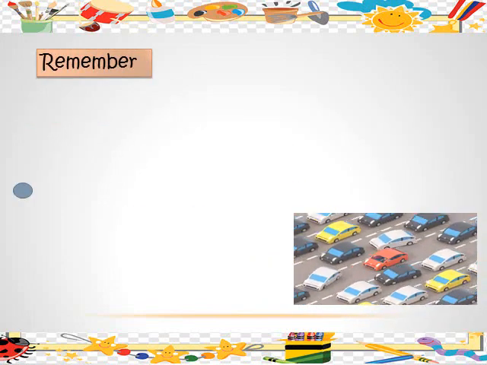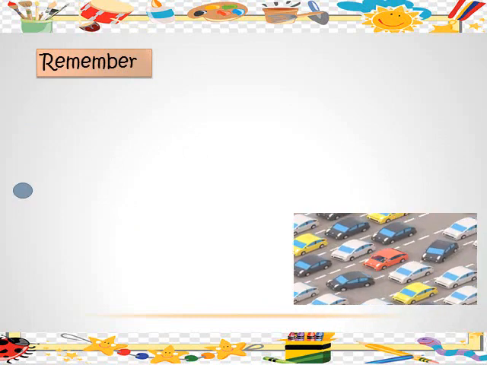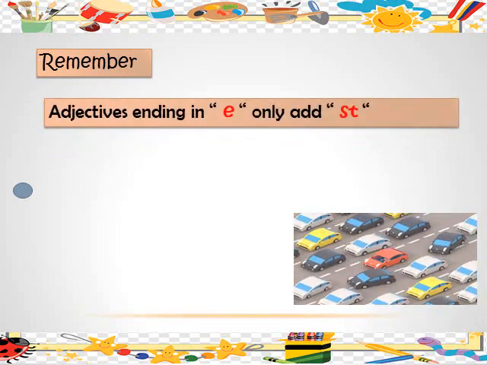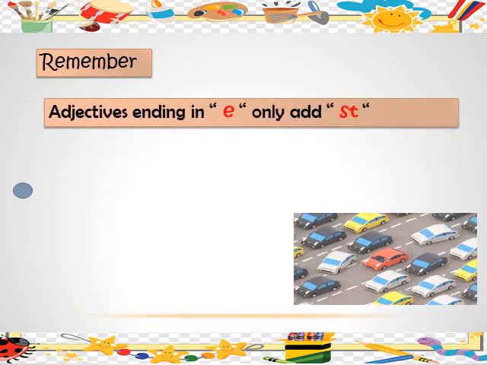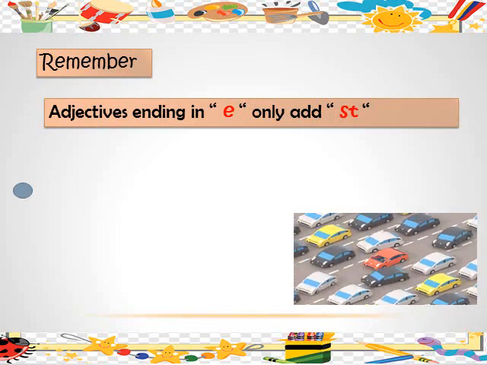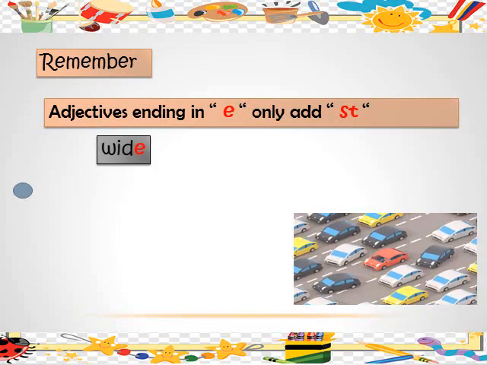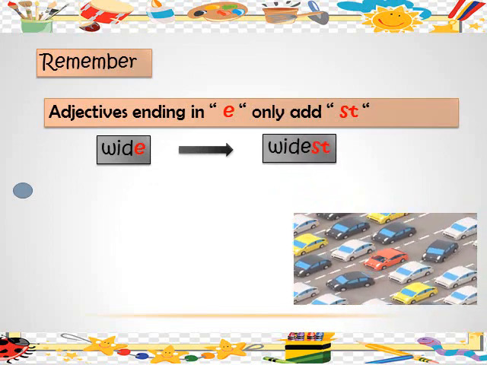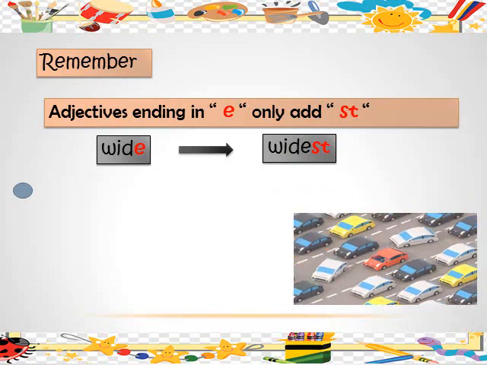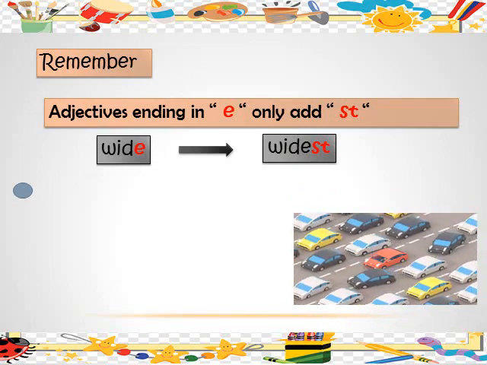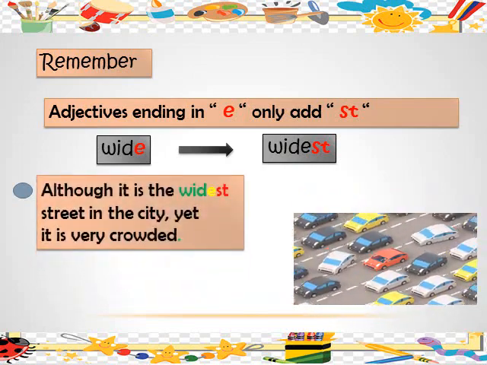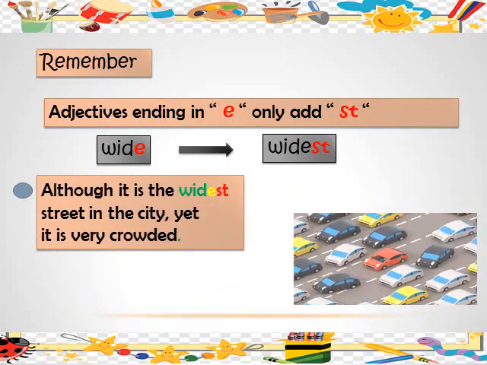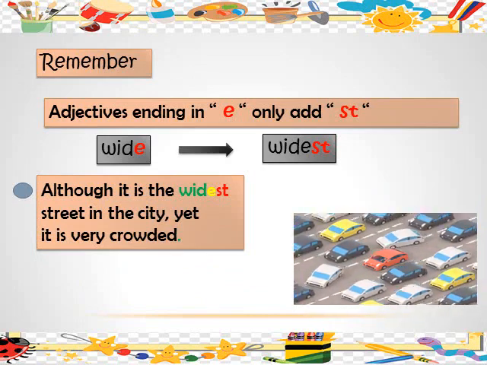Remember, in the superlatives, we have the same spelling rule as the comparative. Let's start with adjectives ending in E. Ending in E, only add "st". Like the adjective white, we have to add "st" to the end of this adjective. Wide becomes widest. Look at this sentence. Although it is the widest street in the city, yet it is very crowded.